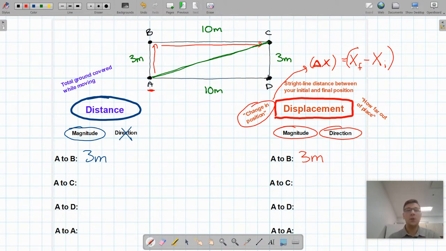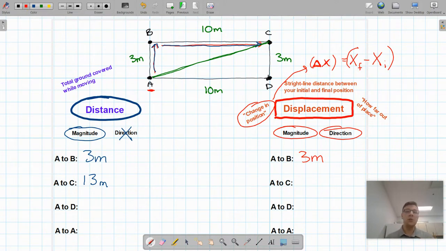Where this changes would then be what we just talked about when we turn the corner and move to C. So now the total distance, we already talked about it, is 13 meters when we go from A to C, because we move up from A to B 3 meters and then we move 10 meters to the right, so a total of 13 meters. Now, we already talked about how it's really the green line, that straight line distance between A and C that we're looking for when we look at the displacement from A to C.